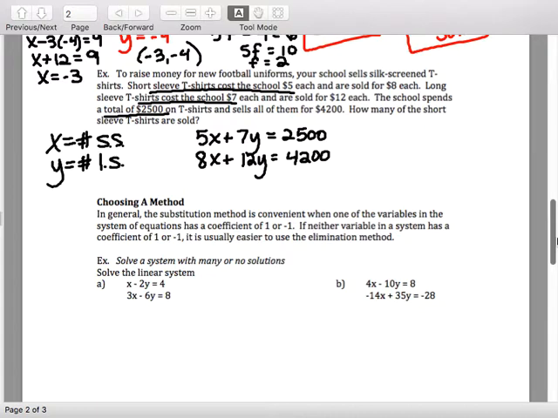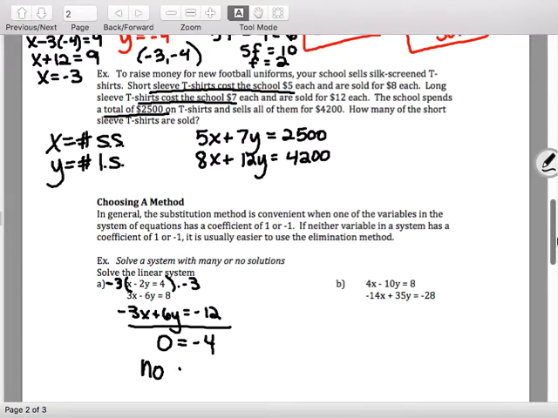So would that give you 0? Yeah. So in letter A, if I multiply the top row by -3, that's going to give me -3x plus 6y equals -12. So that's 0 equals -4. So don't leave 0 equals -4. You want to write down that it's no solution.